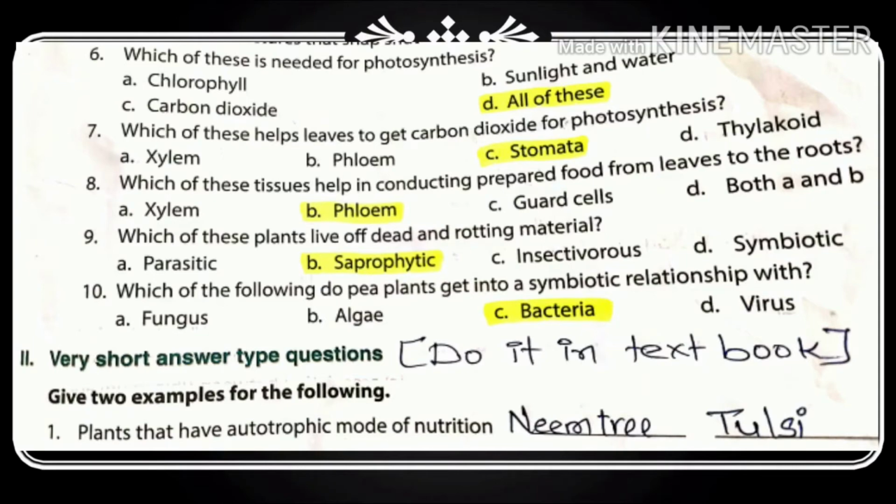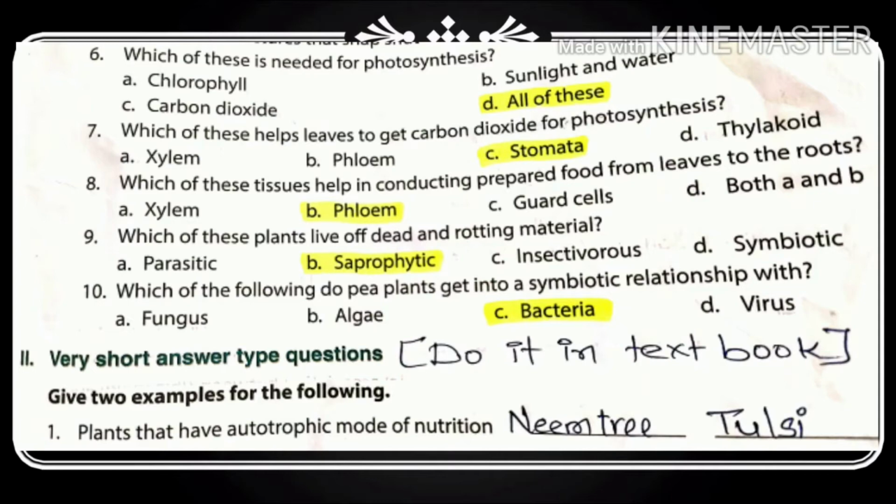Now again, conditions for photosynthesis. Accordingly you have to see the options, that is chlorophyll, sunlight and water, or carbon dioxide. So here we know that all these 4 are required for the photosynthesis process. So the answer is D, all of these.